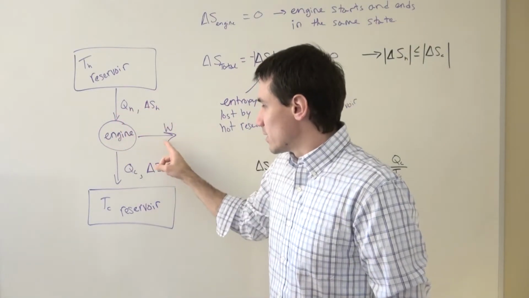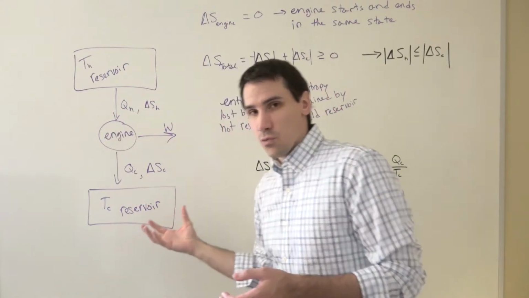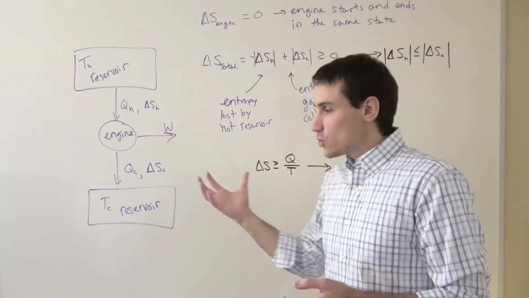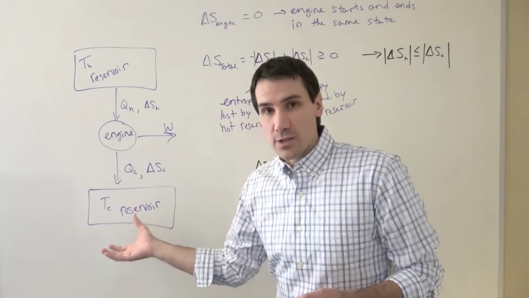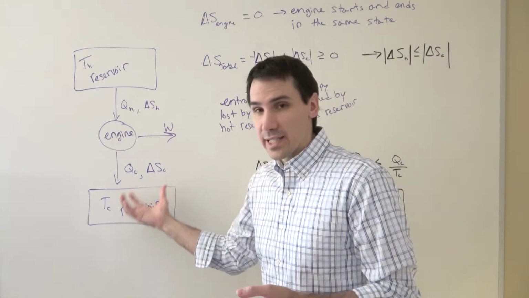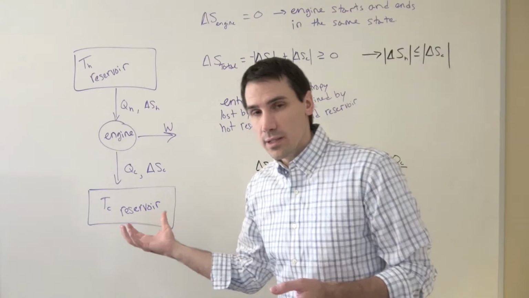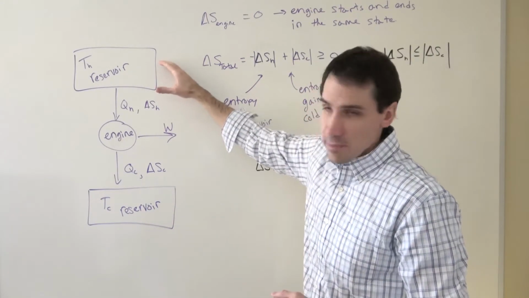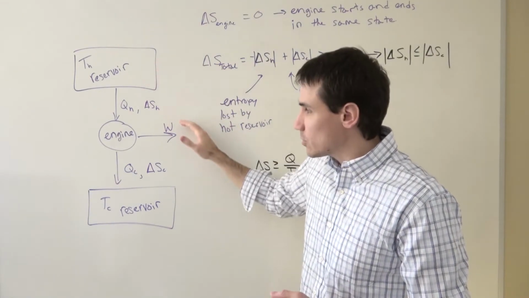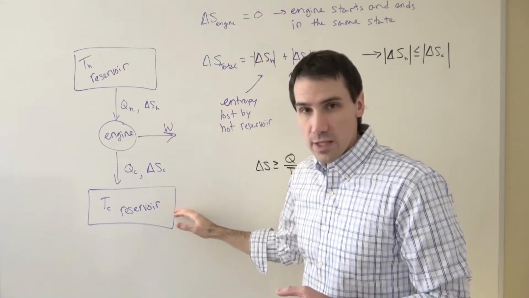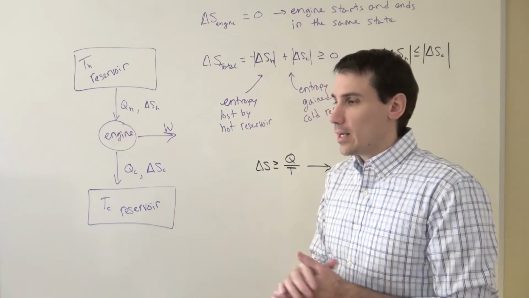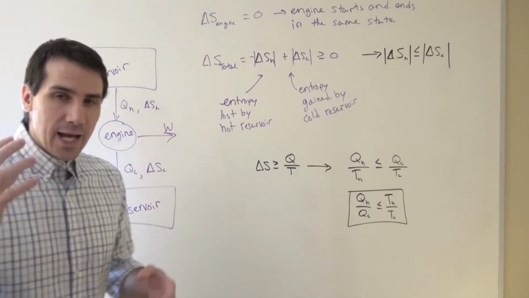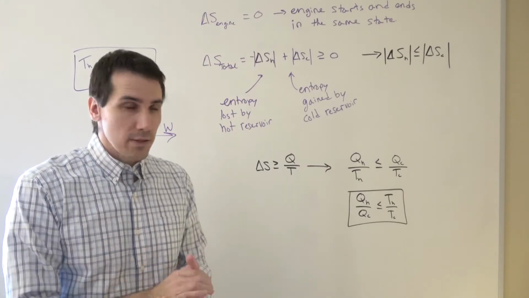Then the engine does some work and it deposits its waste heat into a cold reservoir. In doing so, it adds entropy to the cold reservoir because the cold reservoir heats up as it gains this energy. And so we have entropy being transferred from the hot reservoir to the engine, from the engine to the cold reservoir. And now let's think about how these entropies relate to one another.